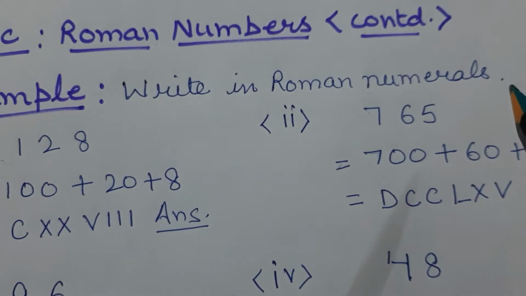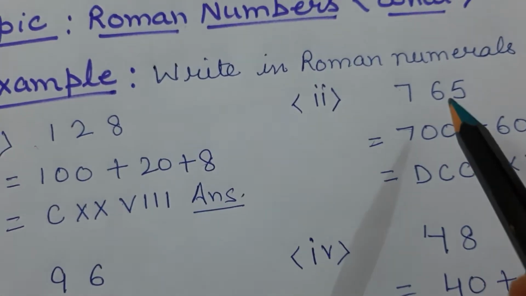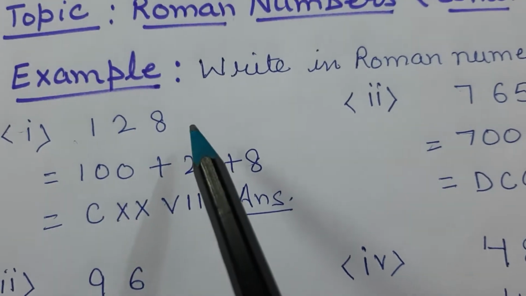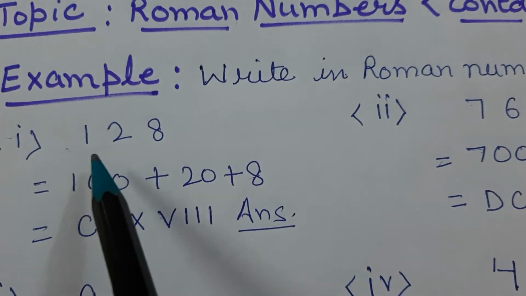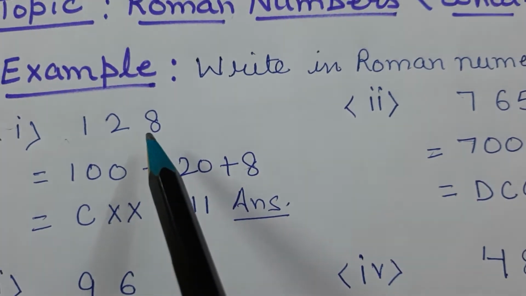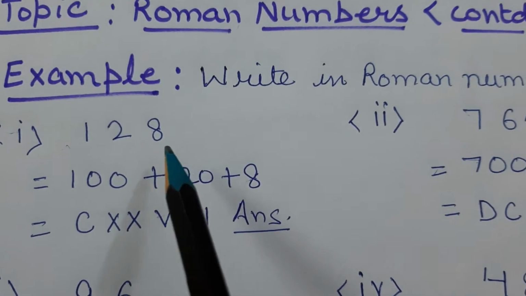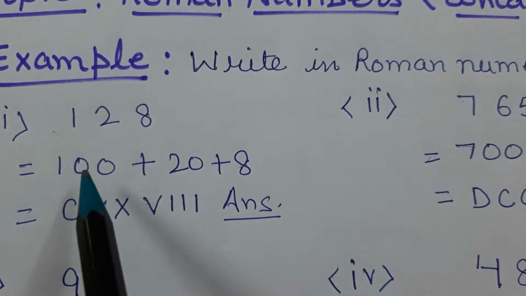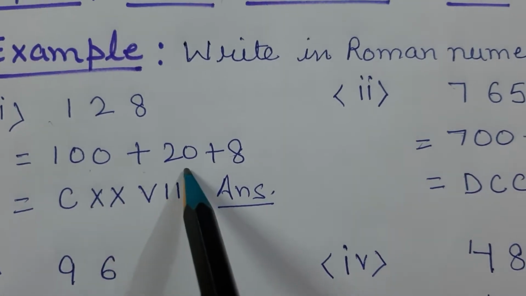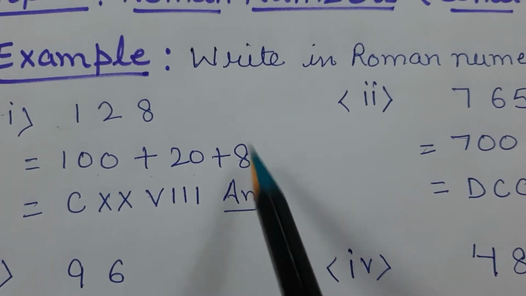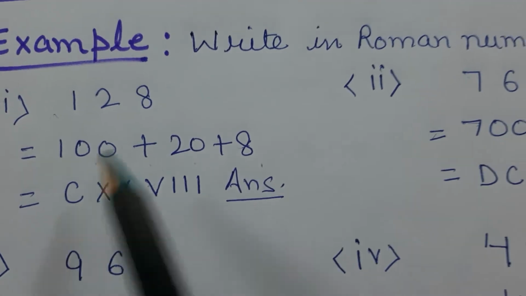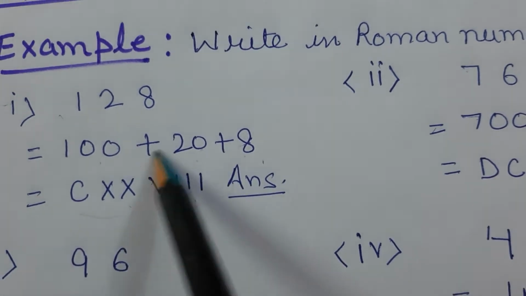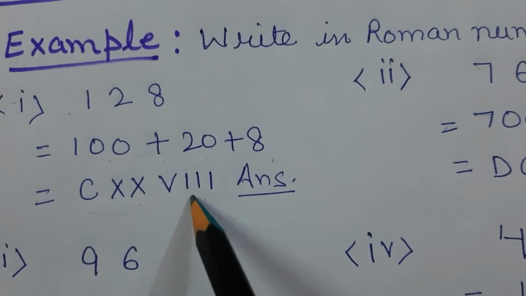First, write in Roman numerals. Numbers are given, and you have to write them in Roman numbers. So first is 128. Students, better you split this number according to their places. 128 can be split into 100 plus 20 plus 8. Now you know the symbol for 100, the symbol for 20, and the symbol for 8. Automatically this number will be made.